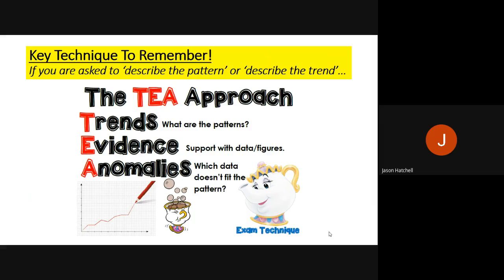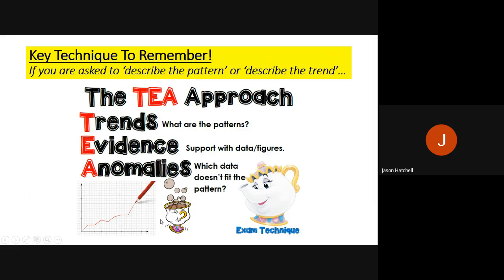maps and graphs when you're asked to describe the pattern or describe the trend shown. So TEA or PEA, depending on if you've used the word pattern, is what you will have been taught. T or P means trends or patterns. So that means what's overall happening.